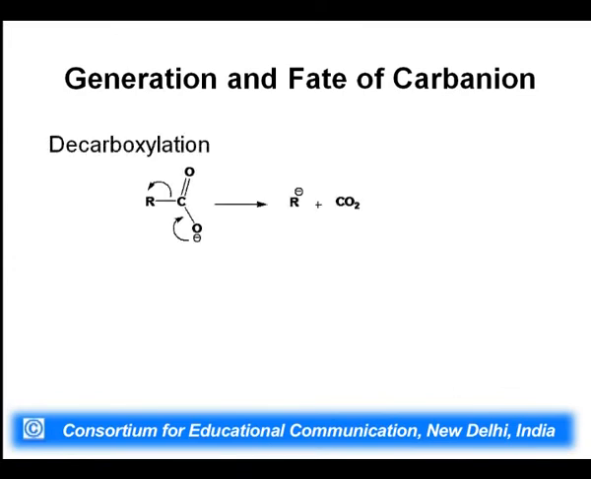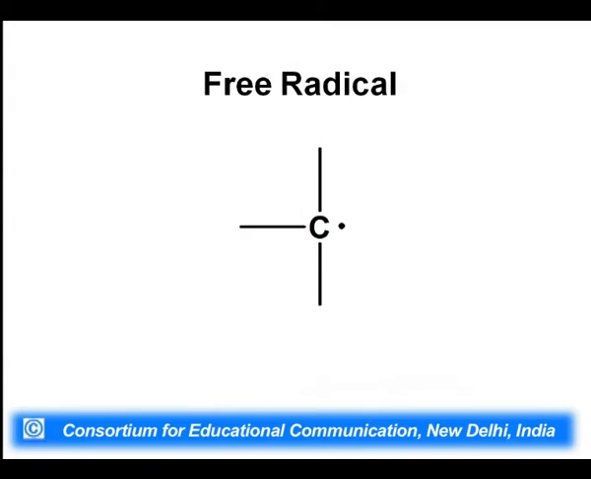Sometimes in case of the beta keto esters, or in some special cases, the carbanion may be generated by the decarboxylation reaction, as it is happening in this case, like the sodium salt or a metal salt of carboxylate ion. You get this decarboxylation done and the R minus appears, but this R minus needs to be stabilized with something, as I have already said, in the special cases of beta keto esters or beta keto carbonyl compounds. So this is all about the generation and fate of carbanion. Next we move on to the free radicals.